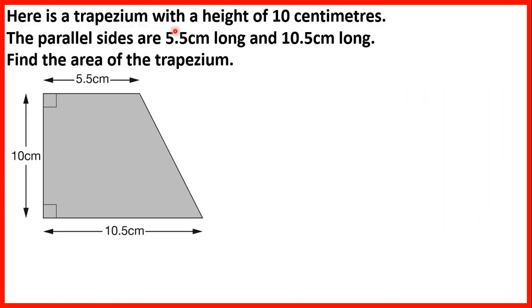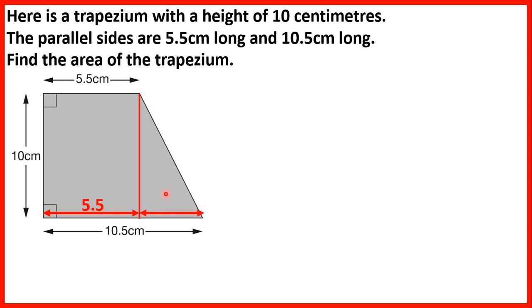Here is a trapezium with a height of 10 centimetres. The parallel sides are 5.5 centimetres long and 10.5 centimetres long. Find the area of the trapezium. So one way to do this is to split the trapezium into a rectangle and a triangle. Then we can work out the area of a rectangle because we know that this length is 5.5 and this length is 10, so we can multiply those numbers to find the area of the rectangle.